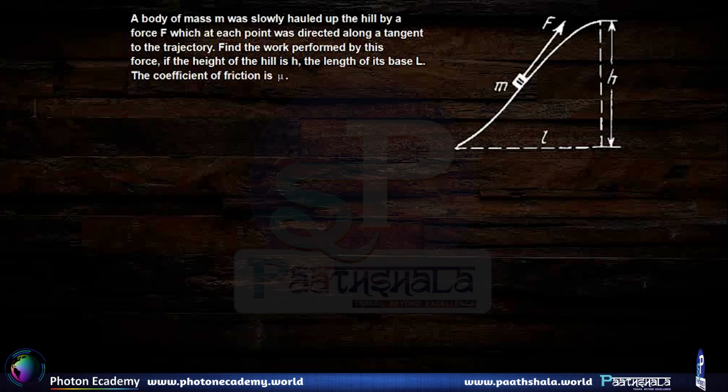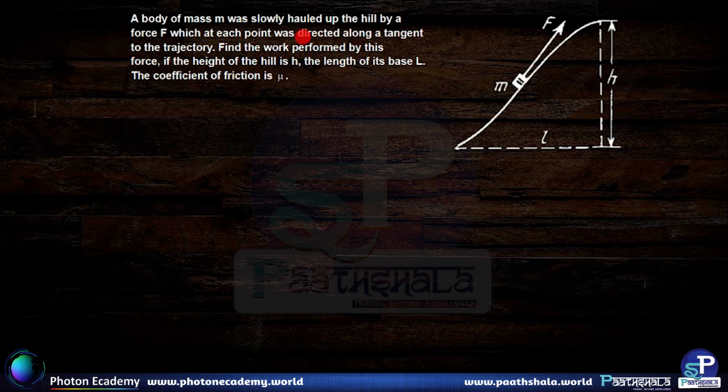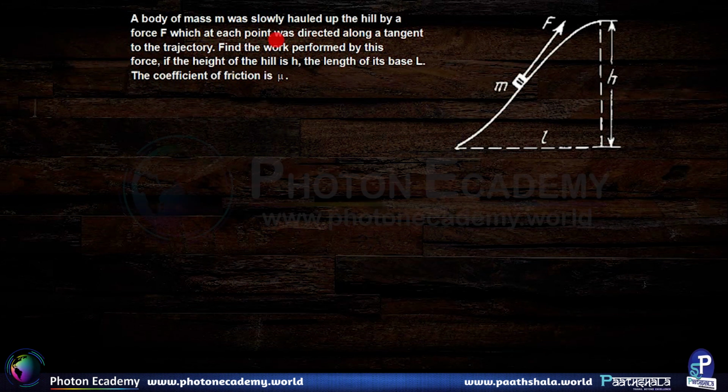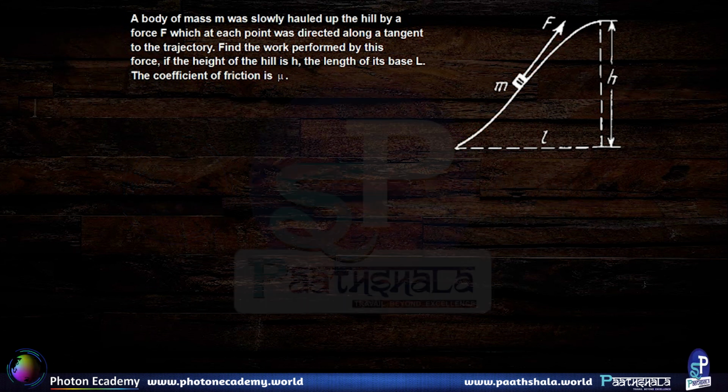This happens to be a somewhat above average question. So let us read the question once appropriately. A body of mass m was slowly hauled up a hill by a force F which is always tangent to the surface. So this is the surface and the force F happens to be tangent to the surface always. So the trajectory of the mass is of course the trajectory of the hill itself, or the shape of the hill itself. We are looking at a cross section.